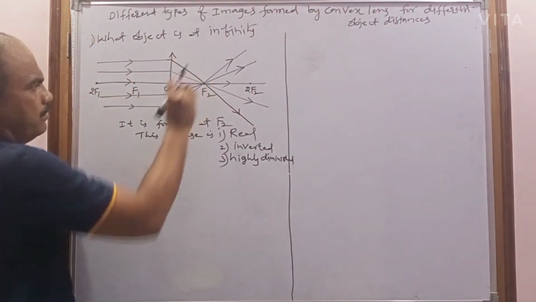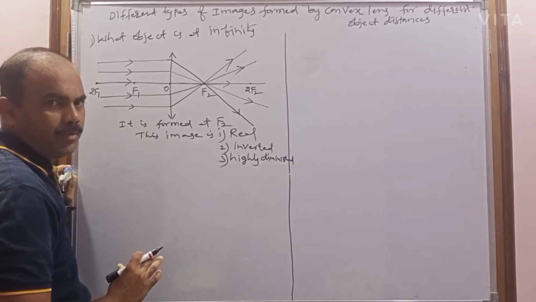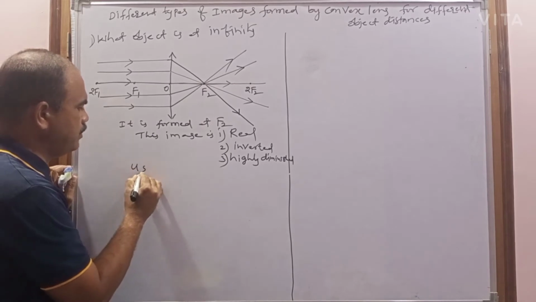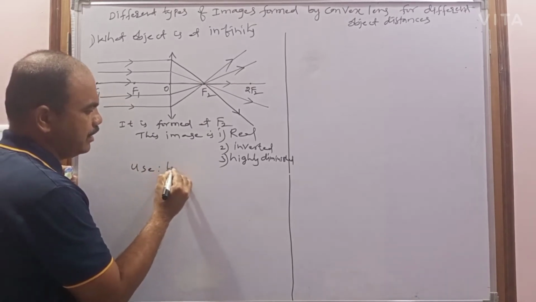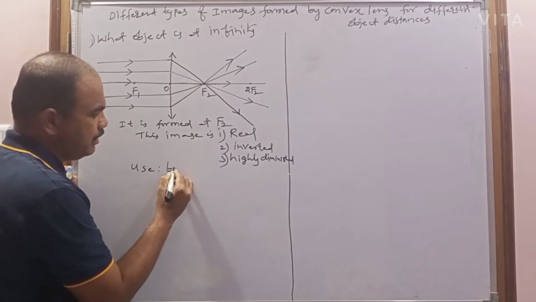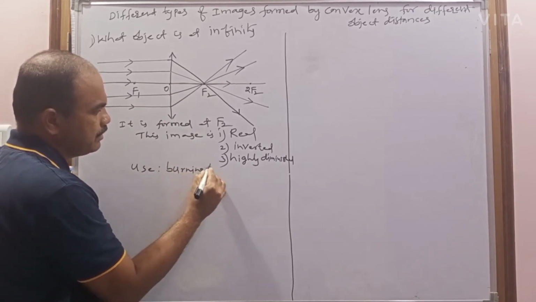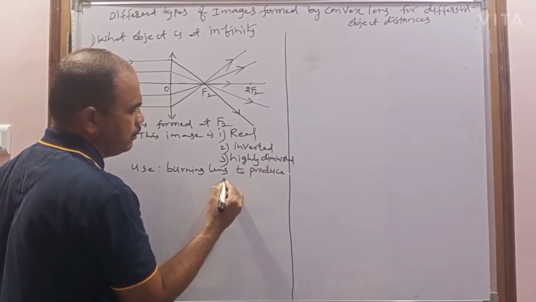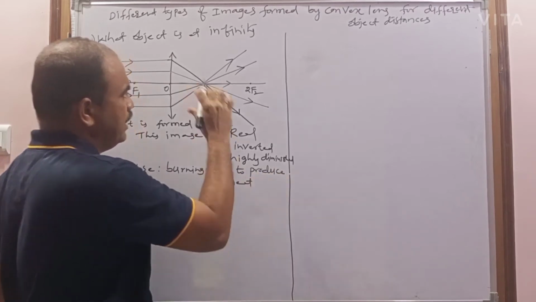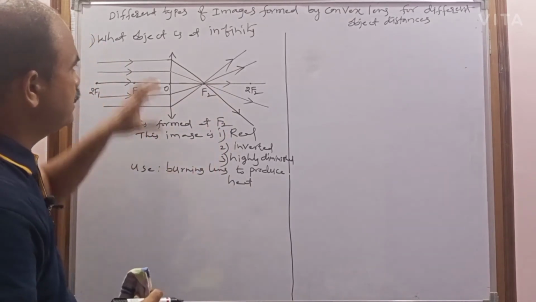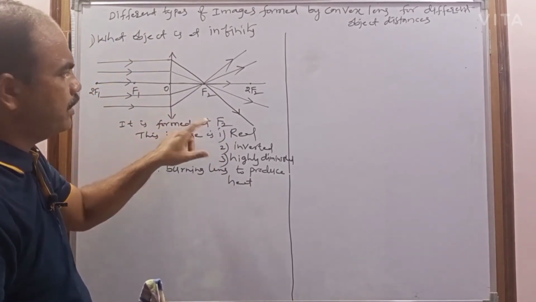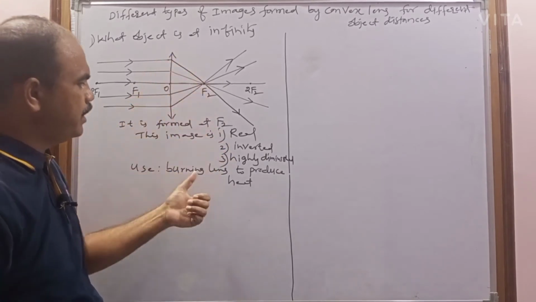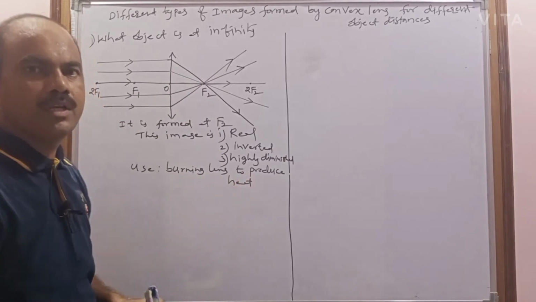Now coming to the use, where it is used. This type of image formation can be used in a burning lens to produce heat. So this is the use of this formation. When the object is at infinity, where is the image formed? At the focus. It is real, inverted and highly diminished. This formation of image can be used in the burning lens to produce heat.